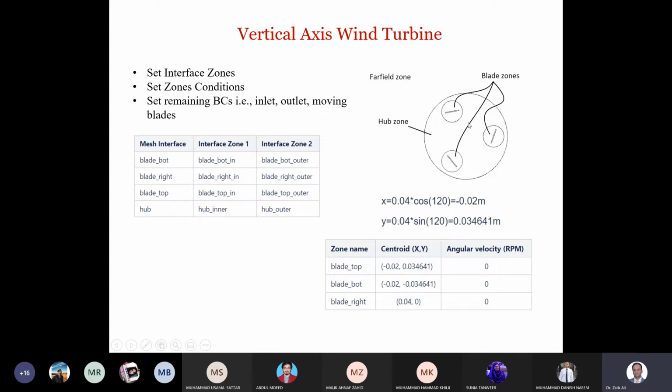For example, for this top blade, this is located at 120 degrees from the global coordinate axis, and this is 0.04 meter away. So its x coordinate will be 0.04 meter times cos of 120 degrees. That will be x, and similarly you will determine y. In a similar manner, the centroids of these zones are given over here.